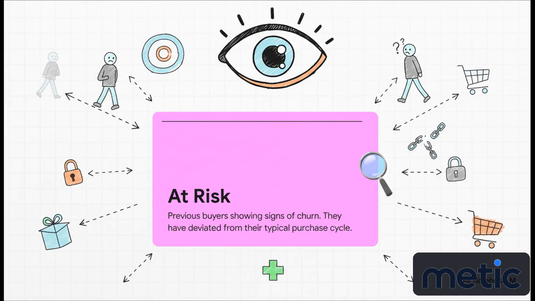Now we have to talk about the people who are maybe starting to drift away a little bit. This is our at-risk segment. These are customers who used to be active, but now they're showing some pretty clear signs that they might be about to churn. Their behavior is different, and we need to jump on it proactively right now.